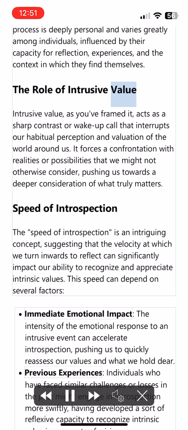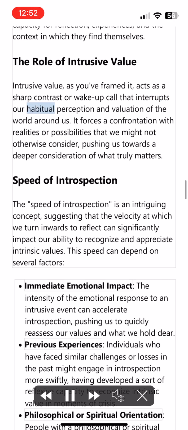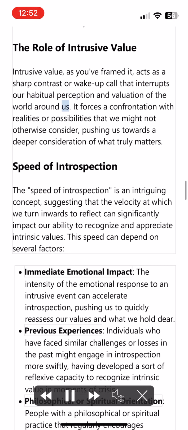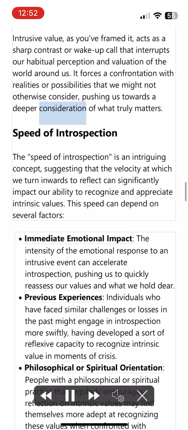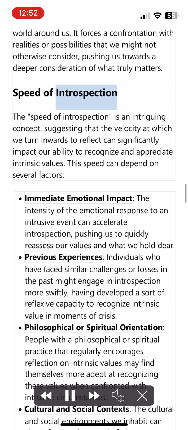The role of intrusive value. Intrusive value, as you framed it, acts as a sharp contrast or wake-up call that interrupts our habitual perception and valuation of the world around us. It forces a confrontation with realities or possibilities that we might not otherwise consider, pushing us towards a deeper consideration of what truly matters.